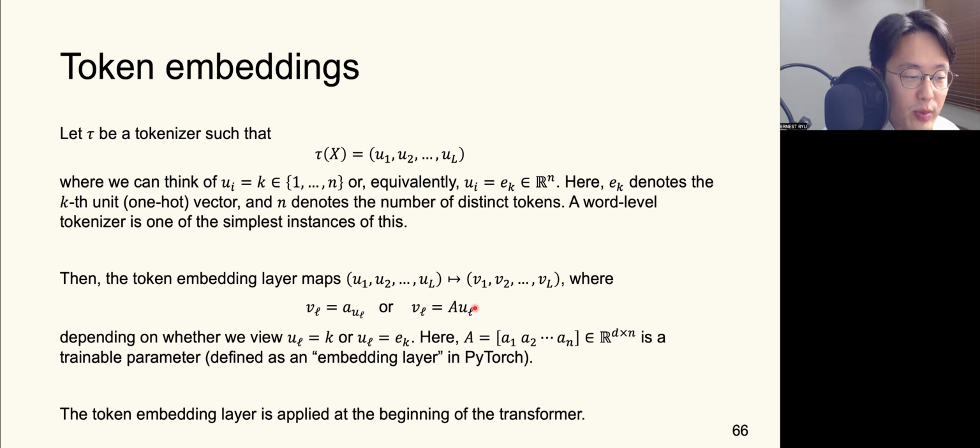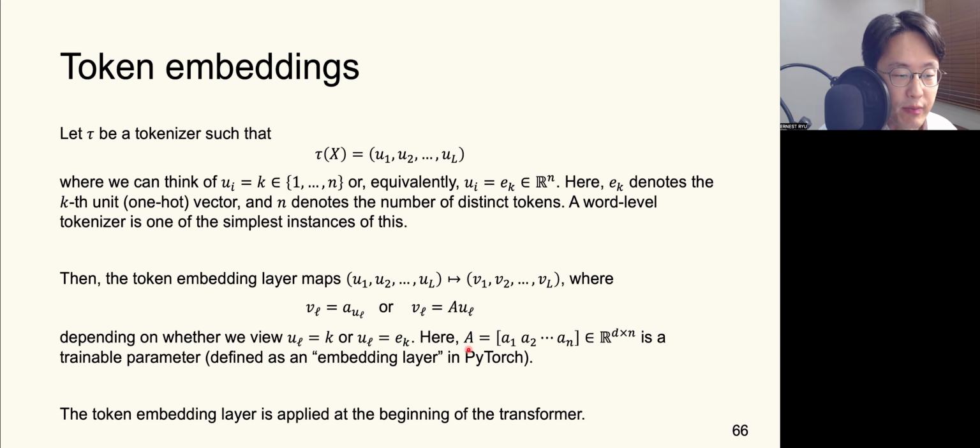And then if we interpret this Ul to be a one-hot vector with the kth component containing the one, then we can write this as A times the one-hot vector Ul. The effect of this will be extracting the kth column if Ul is equal to e_K. So the kth column will be extracted, and then Vl will be equal to a_K. So if Ul is equal to the integer K, then that would be a_K. So these two are equivalent expressions.